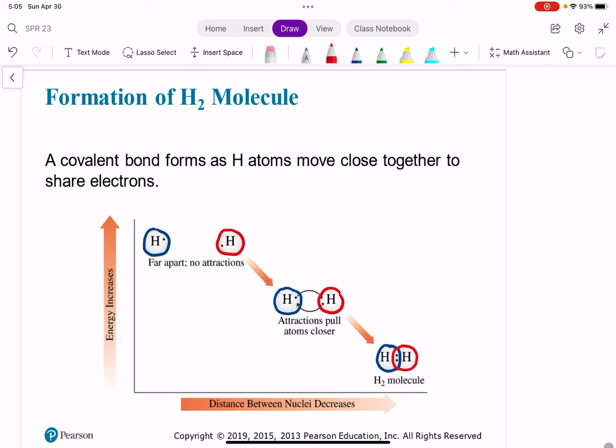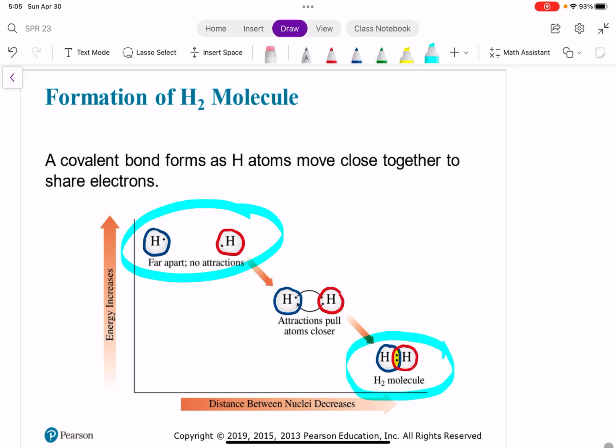They also, for example in the blue hydrogen, there's a positive charge in that nucleus that's attracted to the negative charge, the electron in the outer shell of that red hydrogen. So as the distance between the nuclei decreases, as those hydrogens get closer together, they form a molecule because they say, hey, we could share those electrons and then we'd both be happy. And then you'll notice that their energy has gone from being pretty high to being a lot lower.